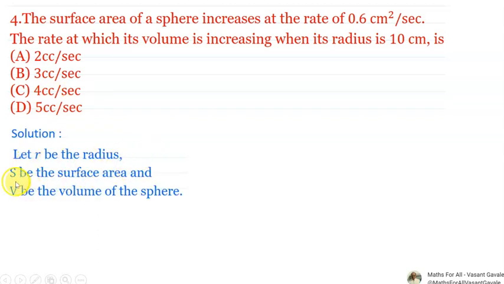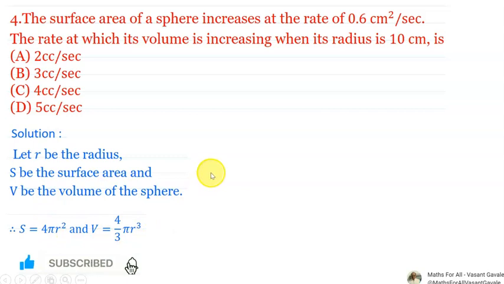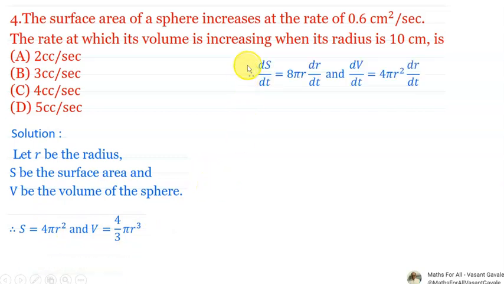Let r be the radius, S be the surface area, and V be the volume of the sphere. S equals 4πr², V equals 4/3 πr³. Okay. dS/dt is 8πr into dr/dt. dV/dt is 4πr² into dr/dt.